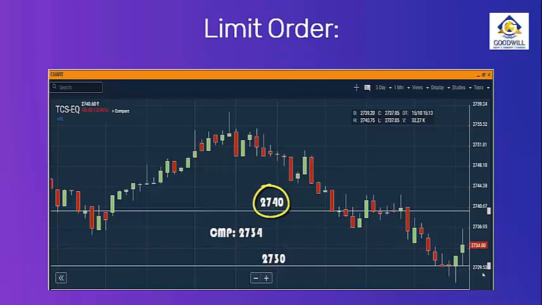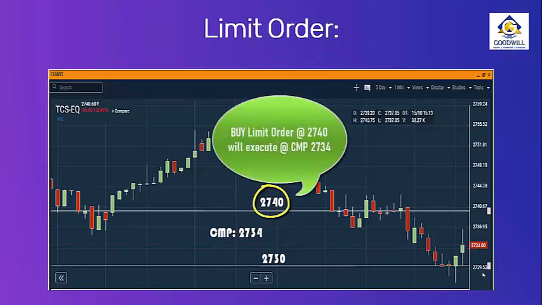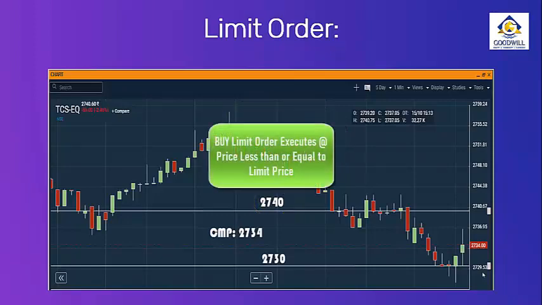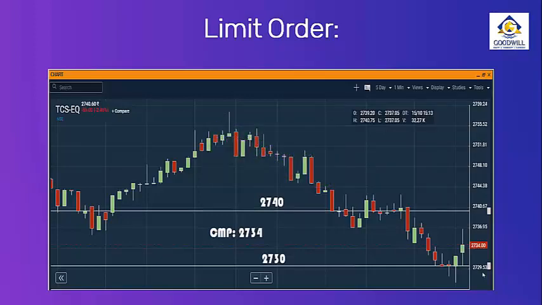What happens in this case is, as soon as you place a buy limit order at 2740, the order will execute at the current market price, which is 2734. Why? Because a buy limit order executes at a price which is less than or equal to the limit price which you have set. In this case, 2740 is greater than 2734, which is the current market price. So the order executes immediately. Basically, you have set a budget of 2740, but you're offered the product at 2734, so you take it.